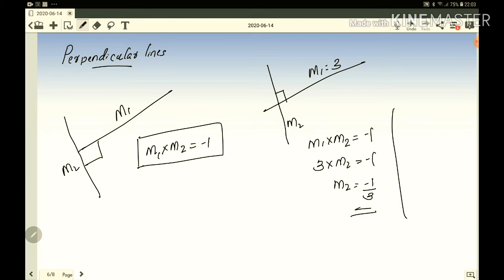Or another way, straight away we can write the missing gradient M2 is equal to minus of the reciprocal of the given gradient. Reciprocal of 3 is what? 1 over 3. What do you mean by reciprocal? Just swap numerator and denominator. 3 means what is the denominator? 1, isn't it? Just swap it. Minus of, don't forget, negative value of the reciprocal of the given. So you don't need to use the formula. Straight away we can write the answer. We can save time by writing like that.